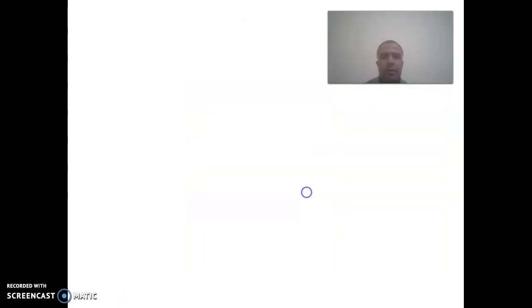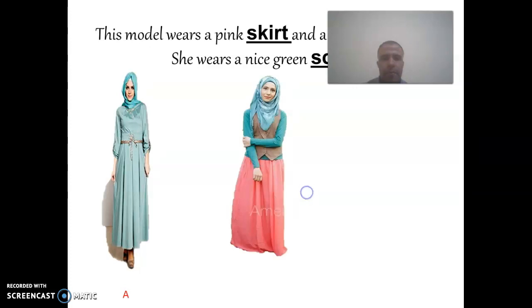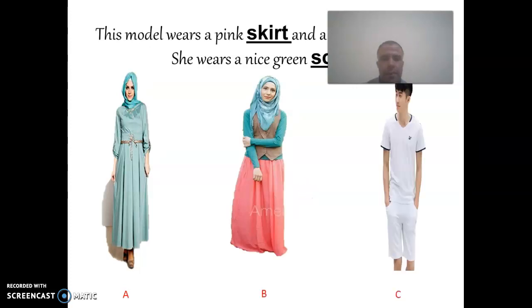Now we move on to the next one. This model wears a pink skirt and a green blouse. She wears a nice green scarf. A, B, C. So when I say pink skirt and green blouse, green scarf, you will obviously think of this model here, which is correct, because this is a pink skirt here, green blouse here, and green scarf. This model also wears a green scarf, but she does not wear a skirt.